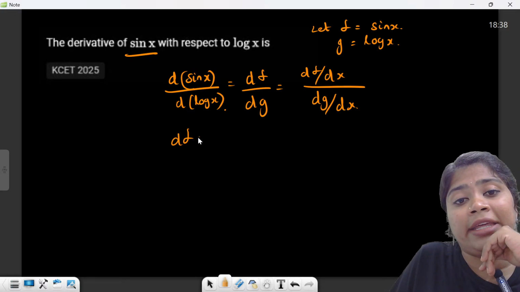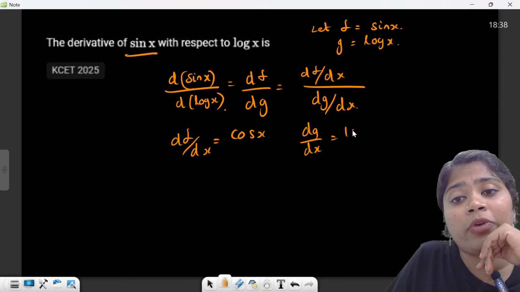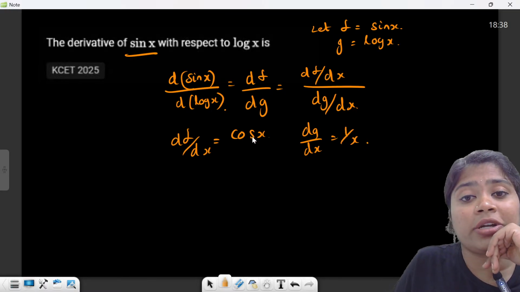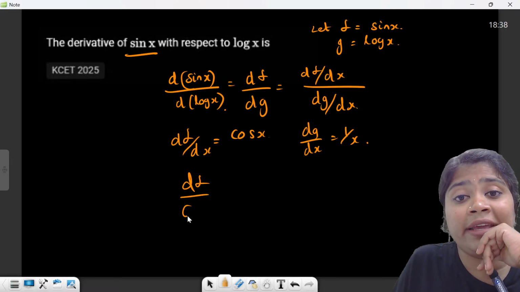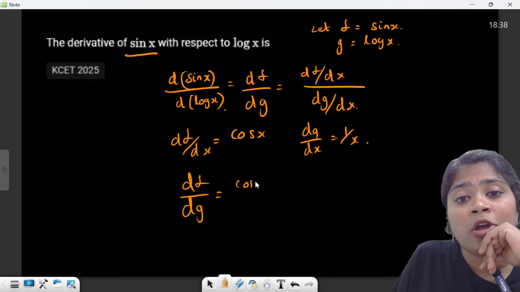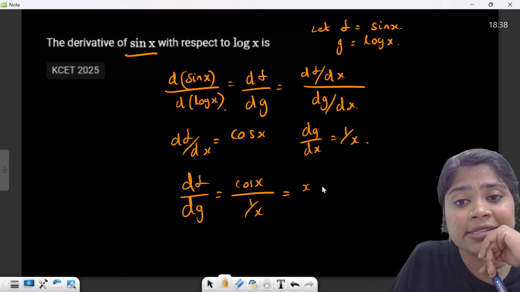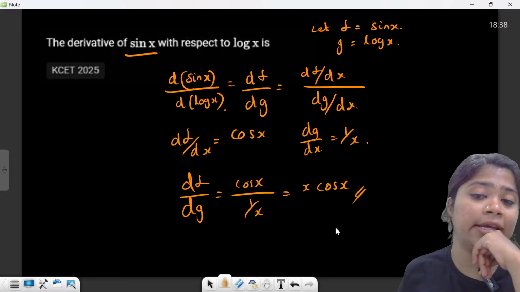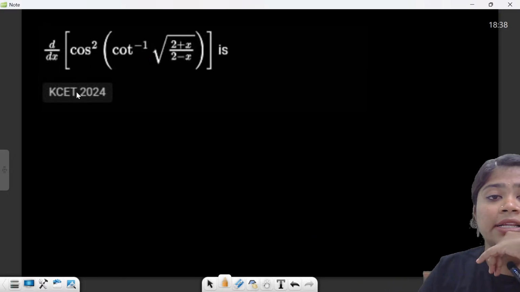So df by dx is what? With respect to x, if I differentiate sin x, I get cos x. And dg by dx is 1 by x. So what is the answer? df by dg is equal to cos x divided by 1 by x. You will be getting x cos x. So this is the answer. Very simple, right? Okay.